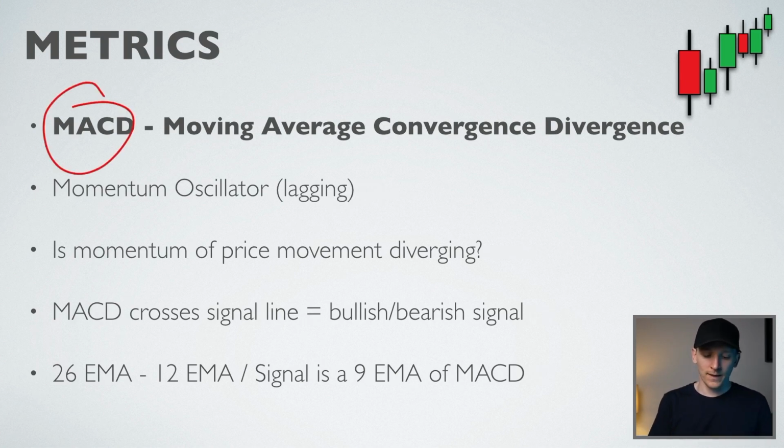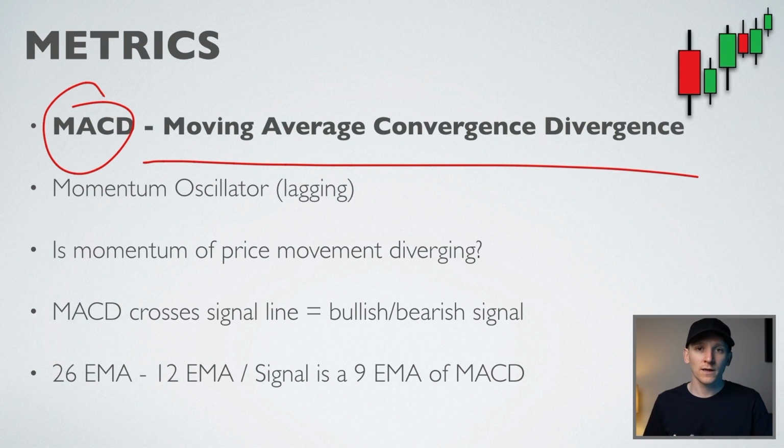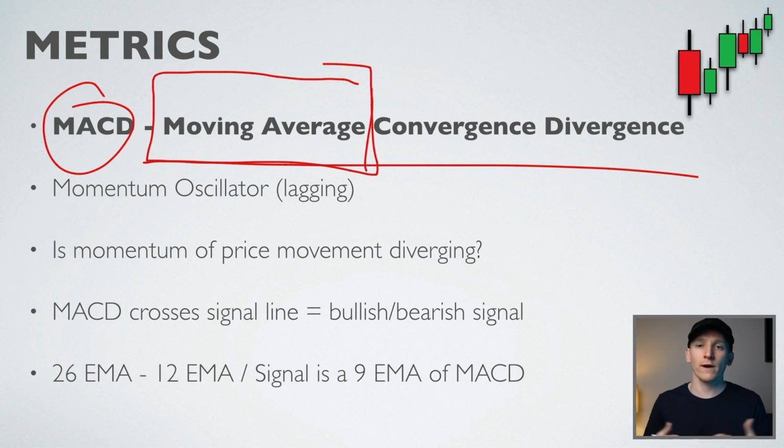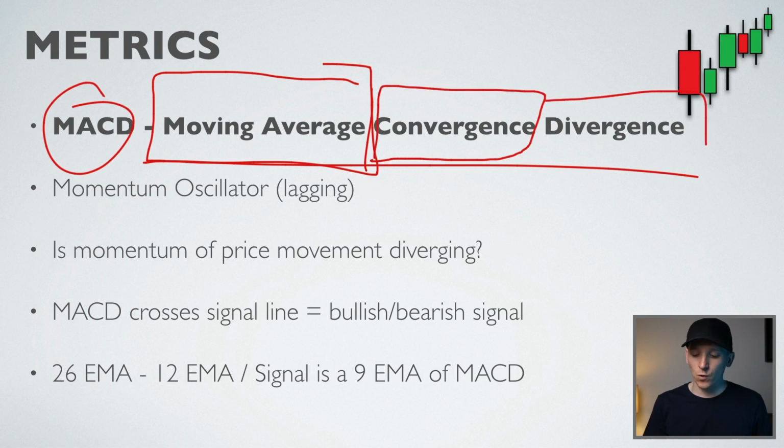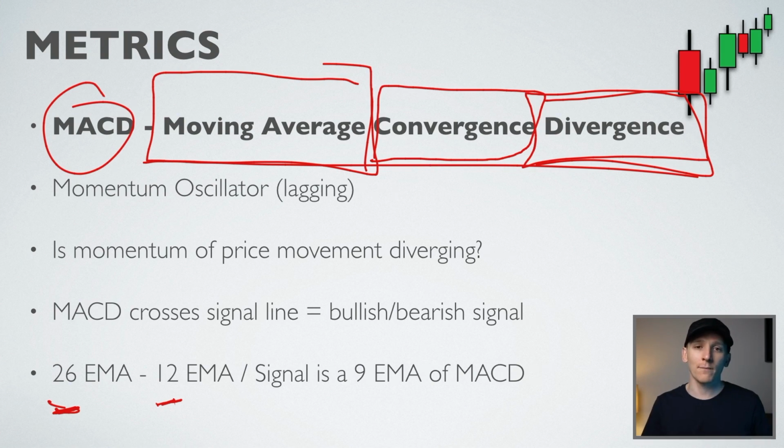The MACD is short for moving average convergence divergence. If we break that down, it's moving average, which is great to use in many different respects, and then the convergence or divergence of those moving averages. The way that the MACD is calculated is you take the 26 period EMA, minus the 12 period EMA, and then you get a signal. The signal is actually a 9 period EMA of the MACD. So it's a moving average of another moving average, which is the MACD.